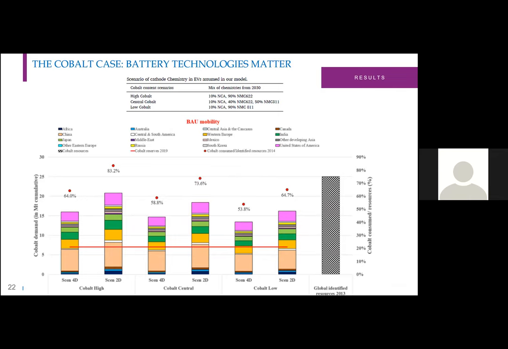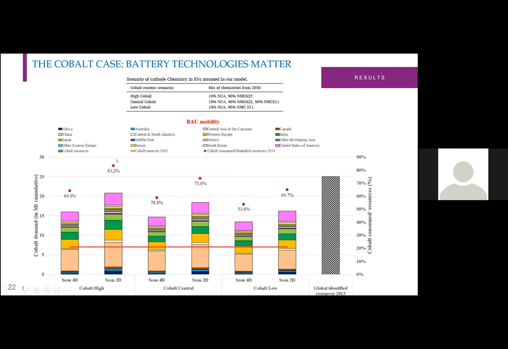So when implementing the different evolution of batteries, for example, we consider three scenarios. High cobalt, where we have more lithium ion batteries such as NMC 622, and in central cobalt we have a mix of high cobalt content batteries such as 622 and low cobalt content such as NMC 811. So when we do this, we are implementing this constraint in the penetration of future EVs in the global stock of the CHAM model.